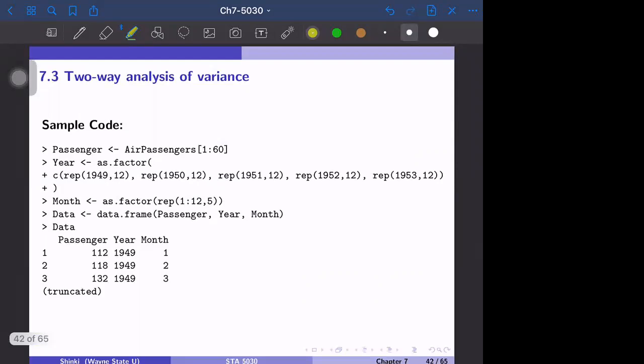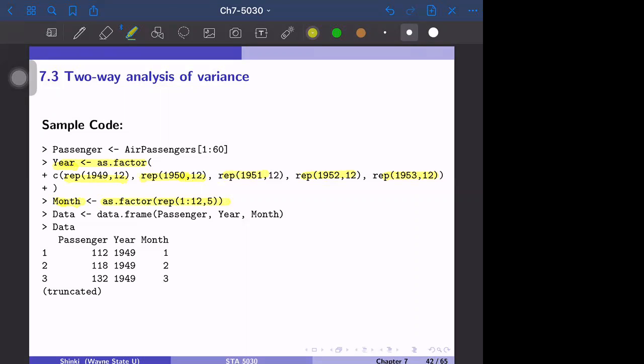Actually, we have to construct these two factors. At first, we define the factor for year. For 1949, we have 12 months, so we repeat 1949 12 times. The same for the other years. I think there are too many observations, so I just cut out the first 5 years. Also, this dataset has 12 years and 12 months, so that's a little bit confusing. So we make it just 5. And for the month, we repeat 1 to 12 five times.